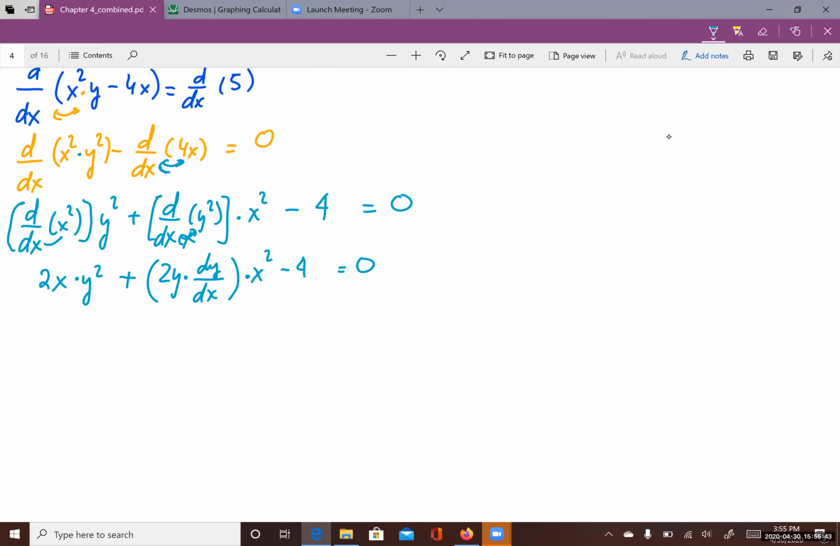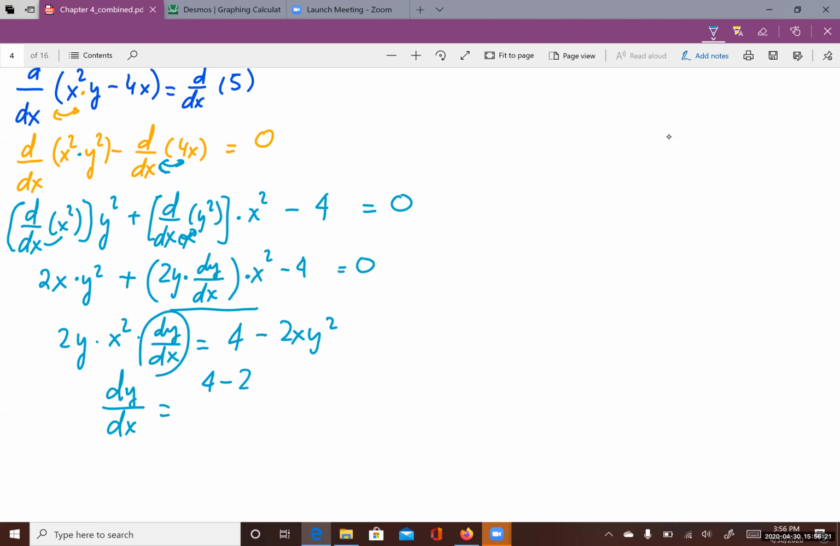Again, the goal is finding dy over dx. So you want to keep this term here and move all other terms to the other side. So you would have 2y times x squared, dy over dx, equals, I move the 4 over there, which is 4, and the other term to the right side, which is negative 2xy squared. Then again, dy over dx equals (4 minus 2xy squared) divided by 2yx squared.